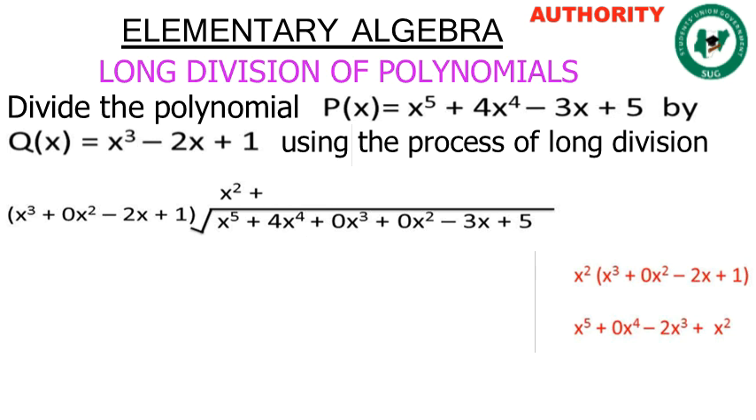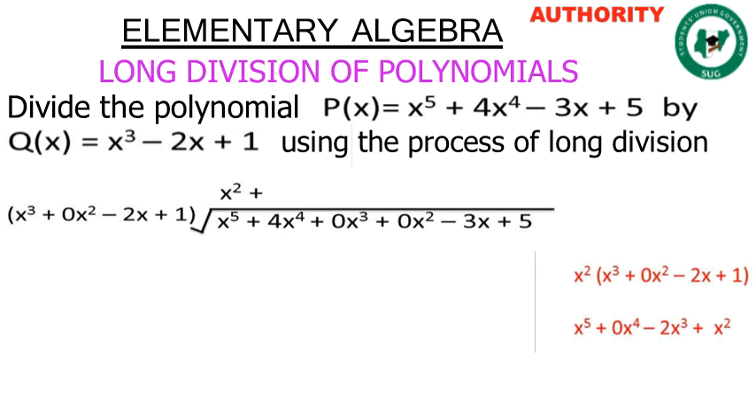And then x squared times 0x squared is going to give us 0x raised to the power 4. Again x squared times minus 2x is going to give us minus 2x cubed. Again x squared times 1 is going to give us plus x squared. So now let me show you, this x squared times 0x squared is going to give you 0x raised to the power 4.